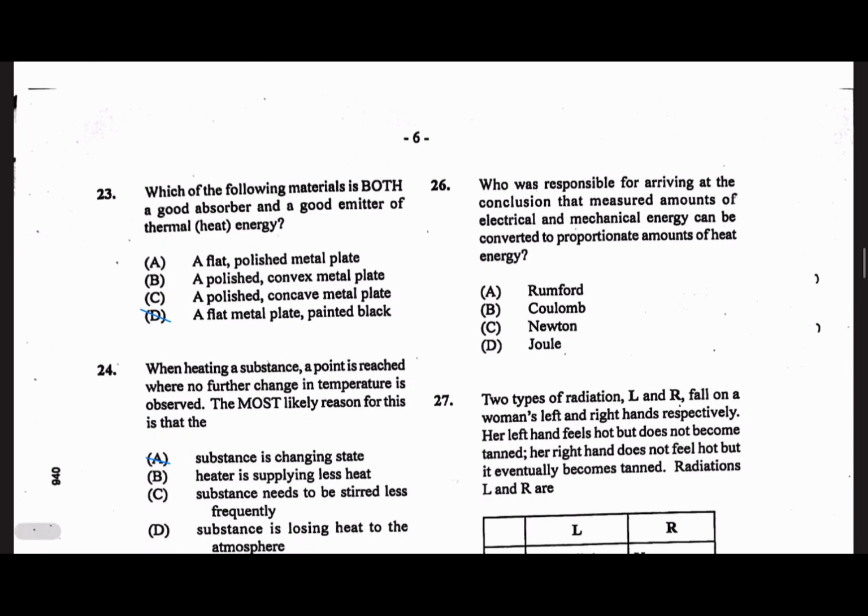Who was responsible for arriving at the conclusion that measured amounts of electrical and mechanical energy can be converted to proportionate amounts of heat energy? Guys, if I had to take a shot for the amount of times I see energy in this question, I'd be drunk. So anytime you see energy, you should be thinking joules. It should be a giveaway.